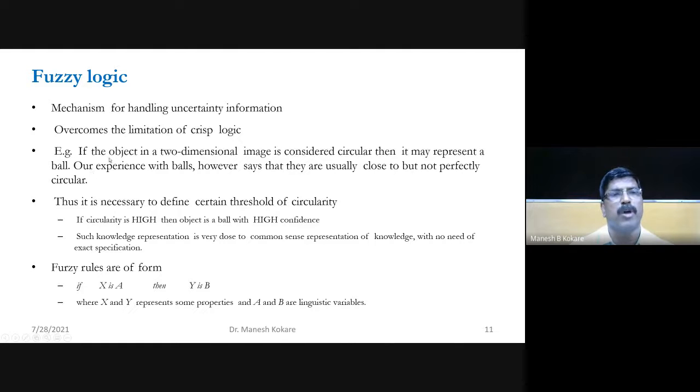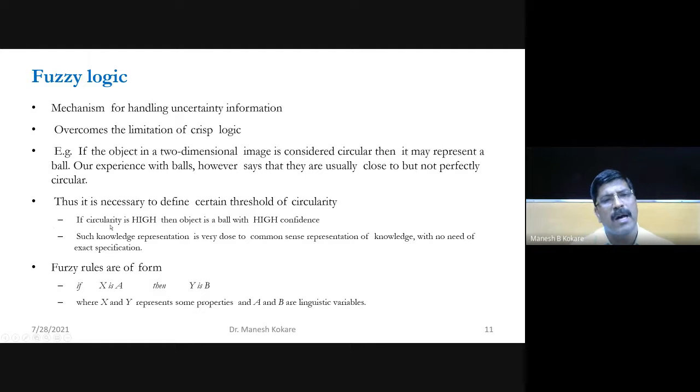So for example, if the object in a two-dimensional image is considered circular, then it may represent a ball. There are chances that it may represent the ball or it may represent a disk also. Our experience with balls, however, says that they are usually close to but not perfectly circular. So it is necessary to define a certain threshold of circularity, for example 0.95 circular or 0.8 circularity, on a scale between 0 to 1.